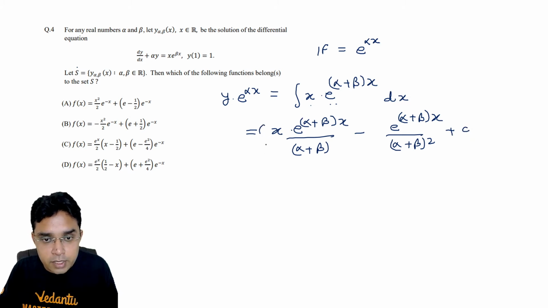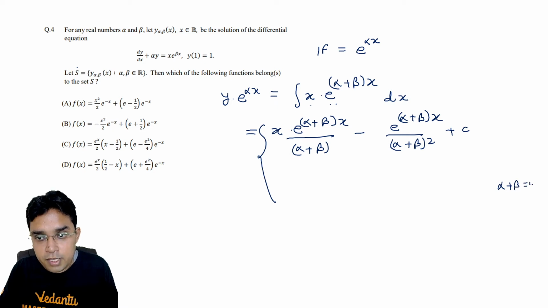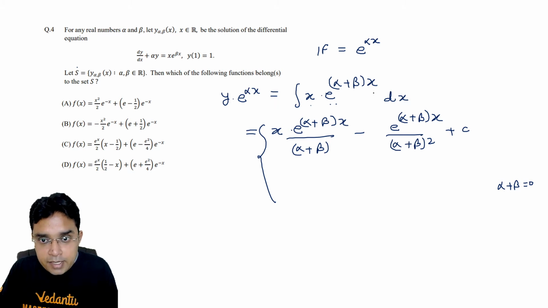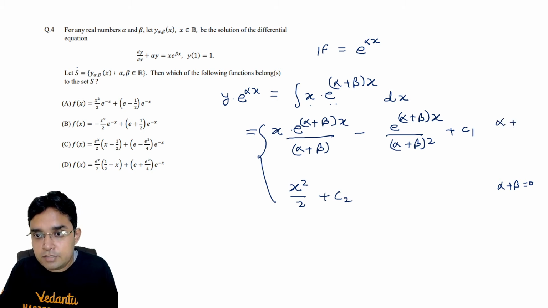But there is one more thing. If alpha plus beta is equal to 0, in that case the e power term will not come. In fact, this relation will not be applicable in case alpha plus beta is 0, so we have to deal with it separately. In that case, the solution will be just x square upon 2 plus c. Let us call this c2 and let us call this c1. This first case is when alpha plus beta is not equal to 0.